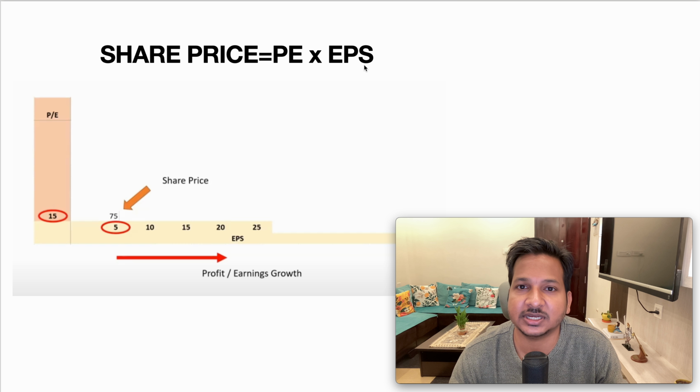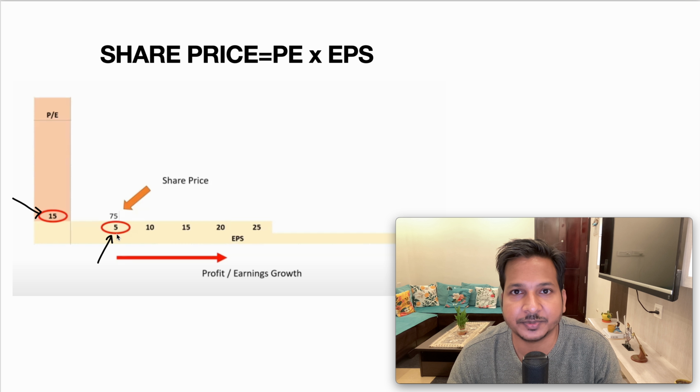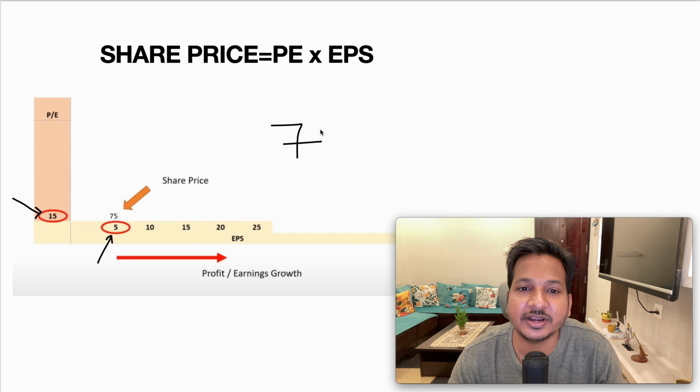Now suppose one company is earning 5 rupees per share. And the market is giving a PE ratio of 15, and the company is earning an EPS of 5 rupees. So if you multiply 15 by 5, you will get a result of 75. That is the current price of the share, 75.